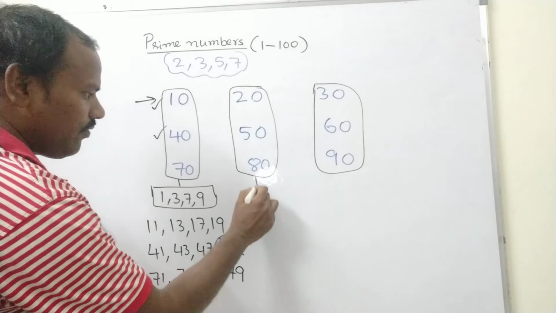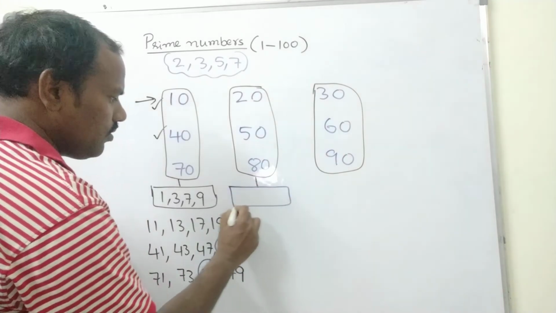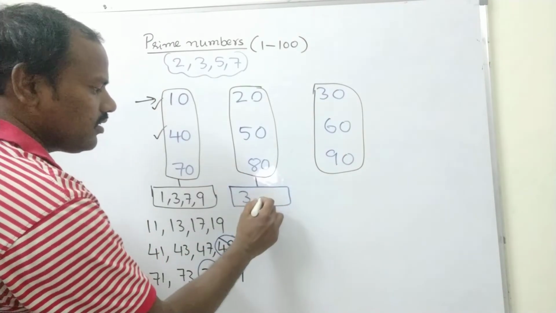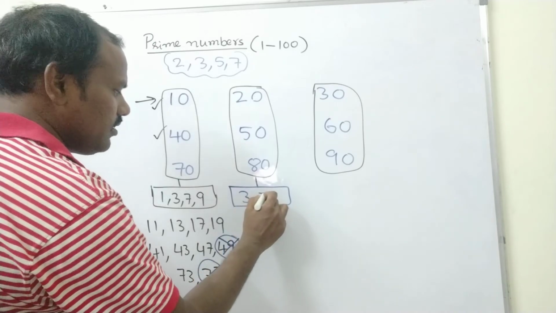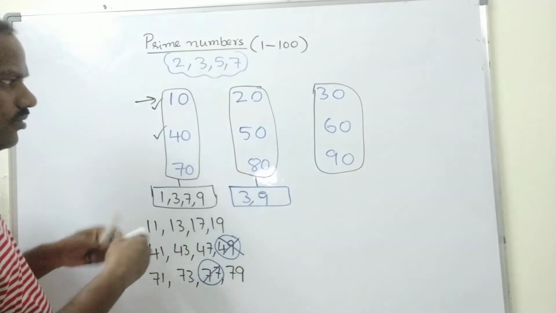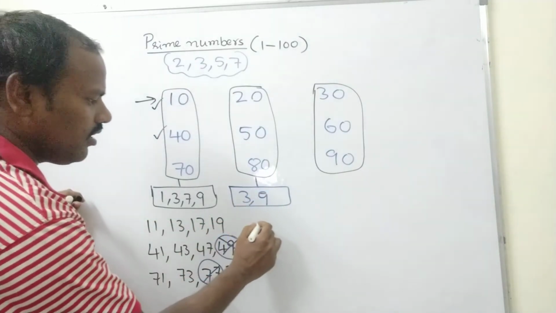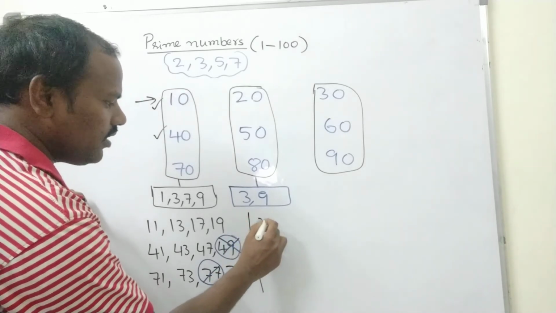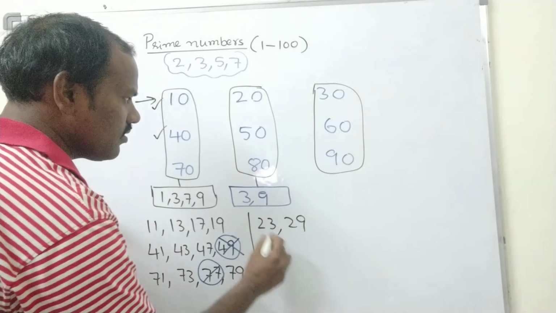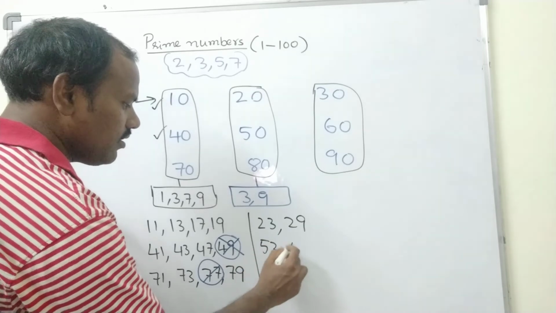Next, in the next family, only the numbers ending with 3 comma 9 will be prime. So with 20, 50, 80, you have to write 23, 29 and 53, 59.